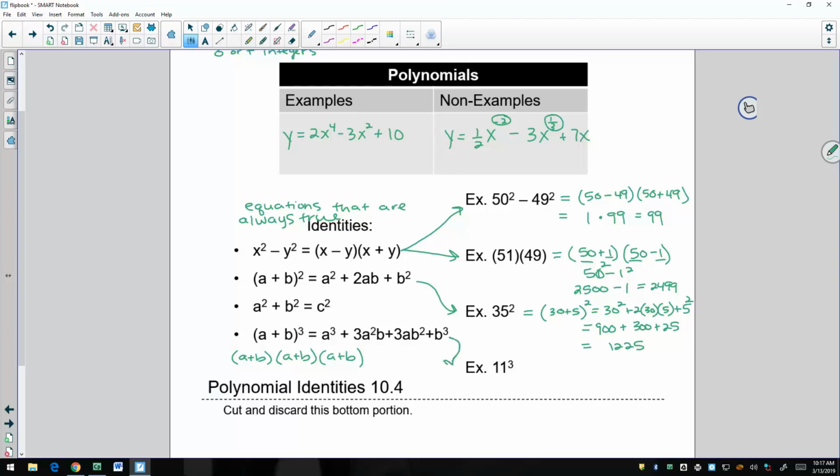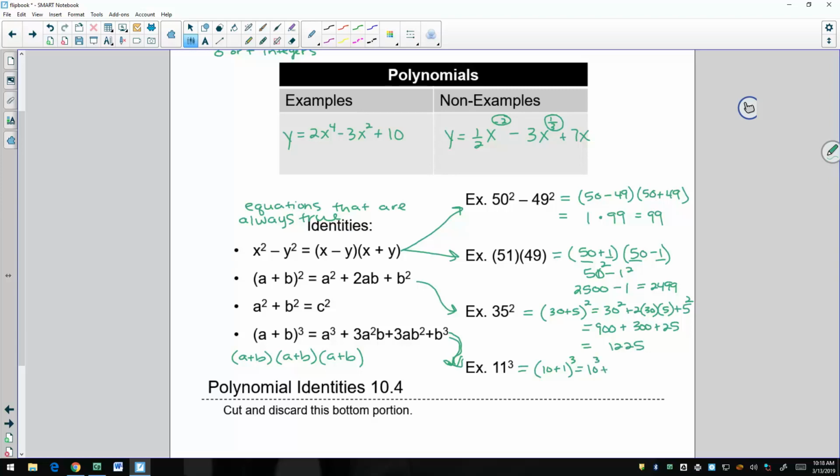The last one, 11 cubed, we are also going to do without a calculator, and we're going to use this identity. So the only one we did not use was the Pythagorean theorem identity. So 11 cubed, we're going to break that up to be 10 plus 1. And then we're going to cube it, and we're going to use this identity. So this identity says when you have two things added together and you're cubing it, you take the first thing and cube it. So that's 10 for us. So we're going to do 10 cubed.